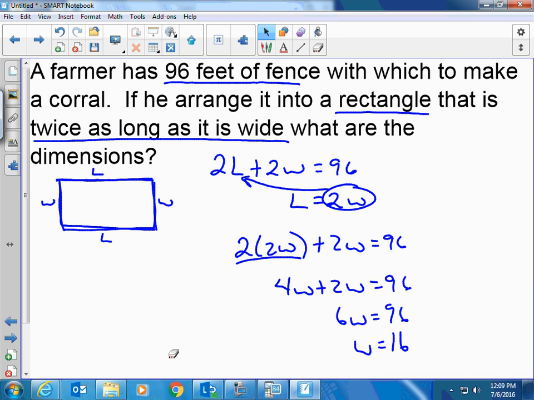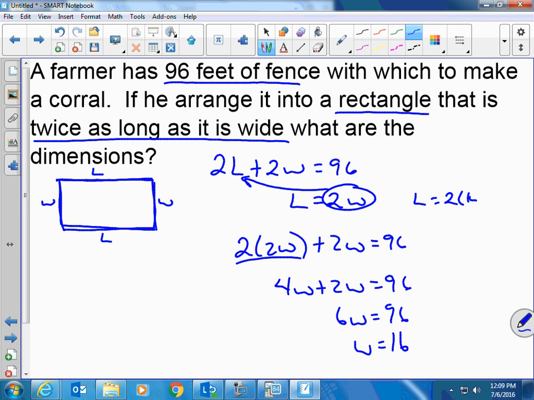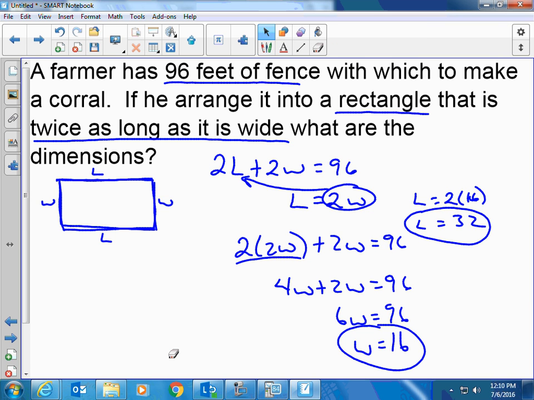Okay, go back to my statement up here where the length is 2 times the width, which we just said was 16. And we have our two variables. The length is 32 feet and the width is 16. All right, there's some examples of application problems for systems of equations.